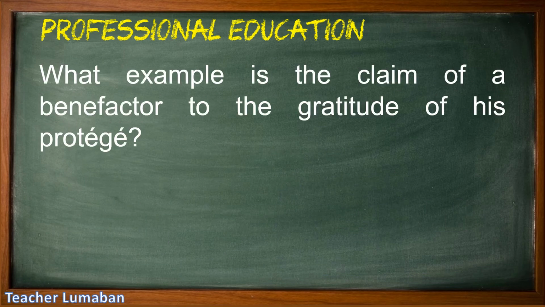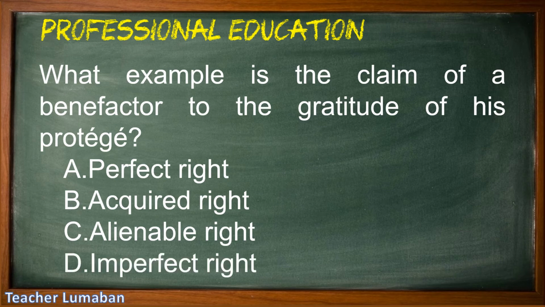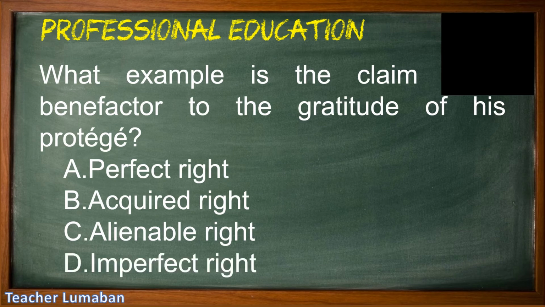What example is the claim of a benefactor to the gratitude of his protege? Letter A, perfect right. Letter B, acquired right. Letter C, alienable right. Letter D, imperfect right. Choose the suitable answer to the following choices in 5 seconds.